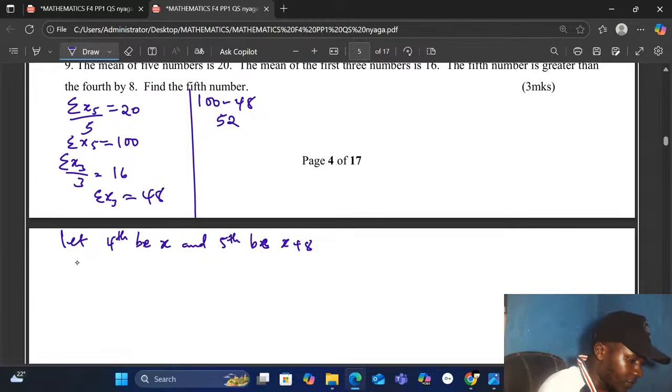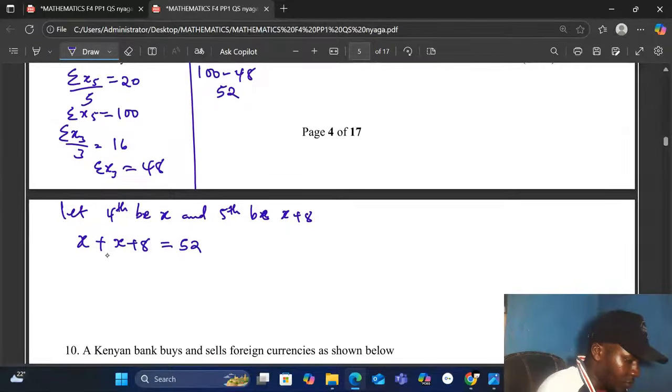So that if we have the fourth, which is x, plus the fifth, x plus 8, we get what? 52. So that we find the value of x. 2x is equal to now 44. So divided by 2, divided by 2, and x is equal to 22. X is equal to 22.